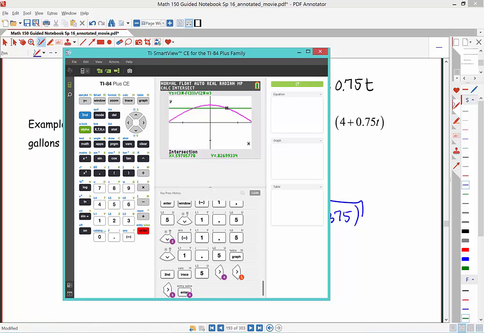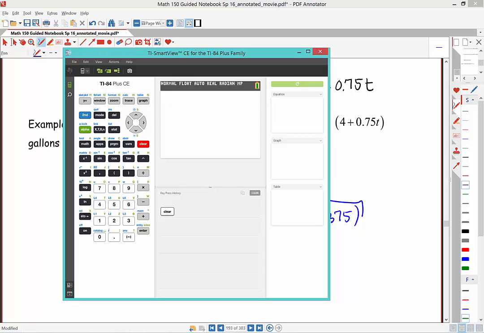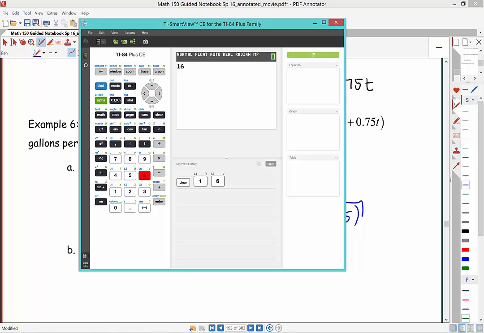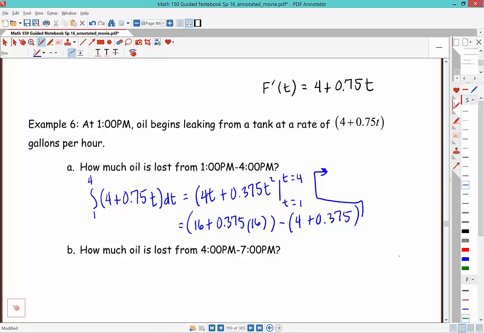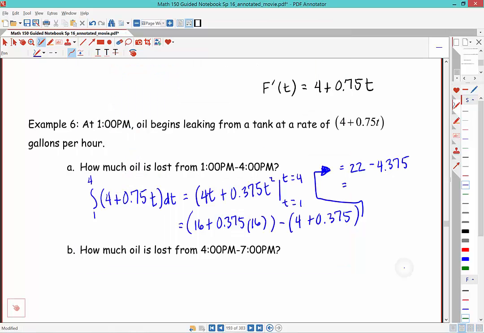So what we'll have is 16 plus 0.375 times 16 equals 22. So that'll equal 22 for the first one, and then minus 4.375, which will be 17.625. So how much oil is lost? 17.625 gallons. Okay? And that's from 1 to 4.